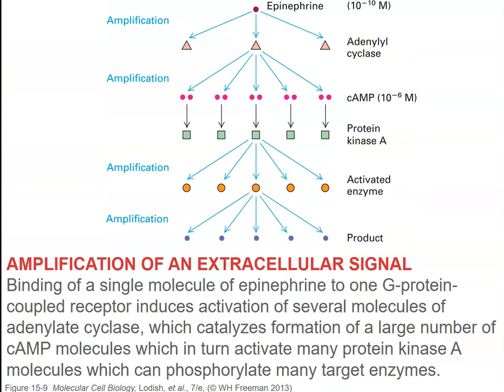So the cascade part of this is really important, and that's what's being shown right here. If we have, say, epinephrine, its concentration is 10 to the minus 10th molar, then one epinephrine can activate many adenylate cyclase molecules. And then the adenylate cyclase can synthesize many more cyclic AMP. So now we've amplified this by 4 orders of magnitude to activate protein kinase A, and then protein kinase A can phosphorylate lots and lots of targets.